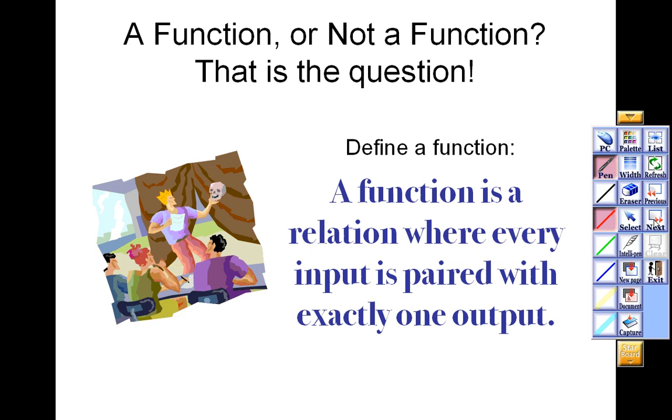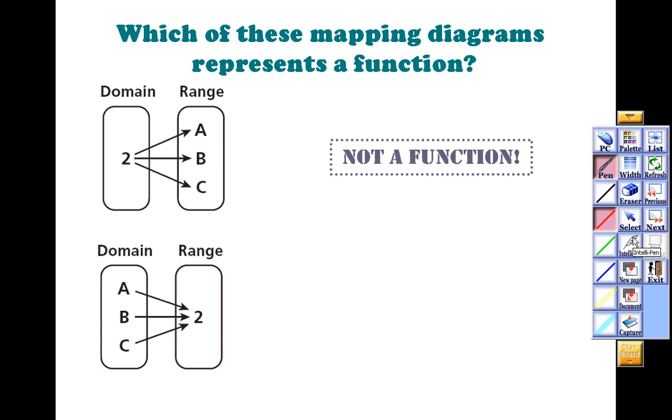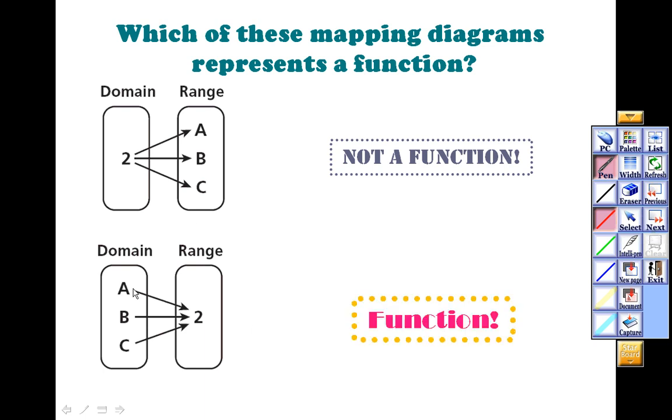Okay? So let's take a look at these two. Which of these mapping diagrams represents a function, if a function is pairing an input value with exactly one output value? If you picked the top item, then you are incorrect. That is not a function, because our input value of 2 is paired with 3 output values. However, if you picked the mapping diagram on the bottom, then you are correct, because each input value is only paired with exactly one output value.